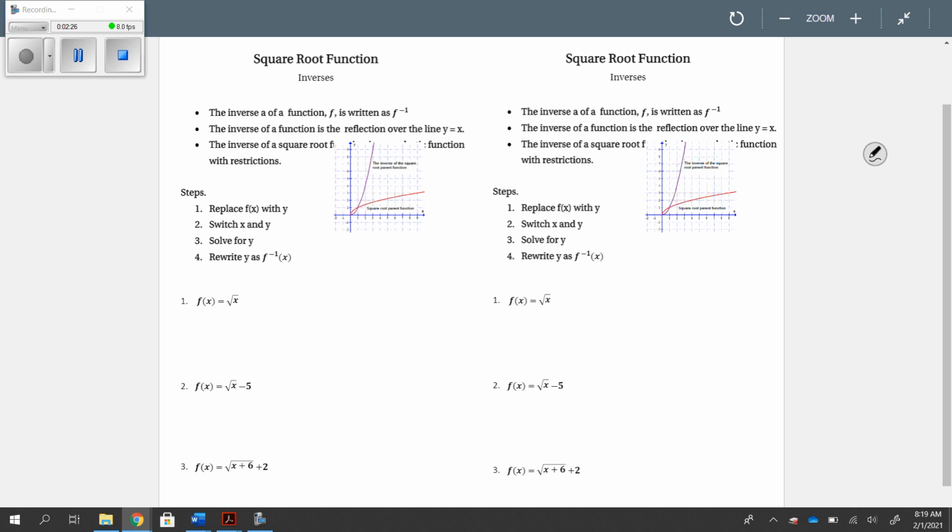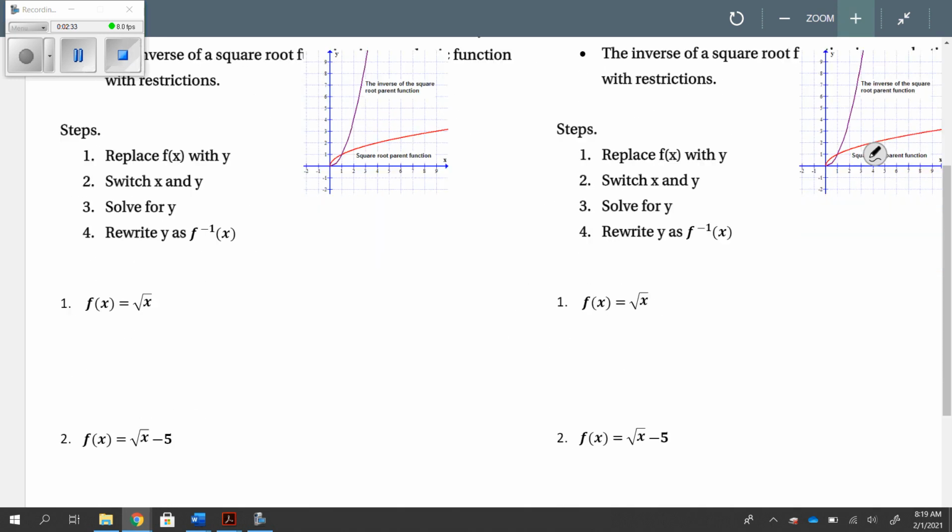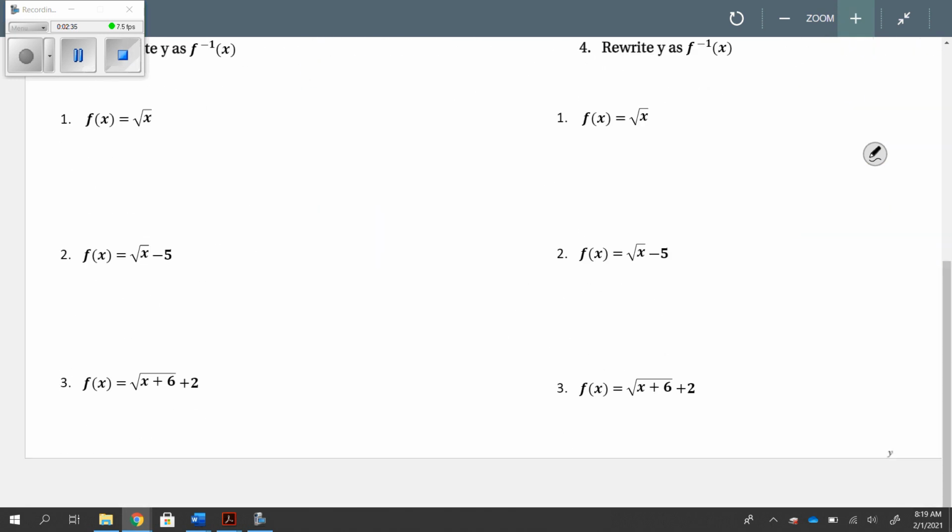Okay? Scroll down. We see number 2. Let me actually zoom in a little bit. Okay. Let me get some more room here. All right. So we have number 2. F of x equals the square root of x, but this time there's a minus 5 on the outside. So what do we do first? Rewrite that as y equals the square root of x minus 5.